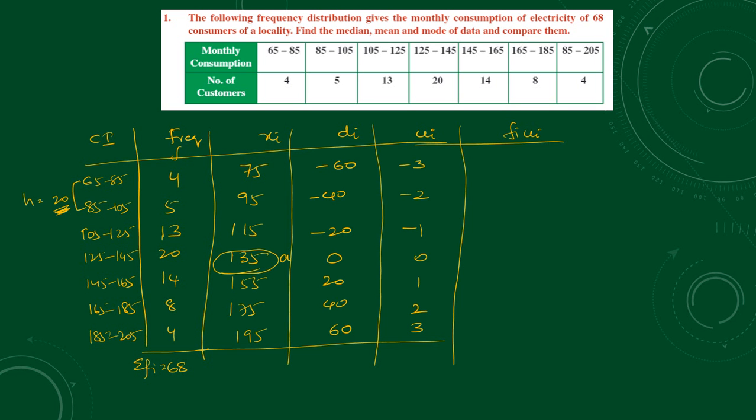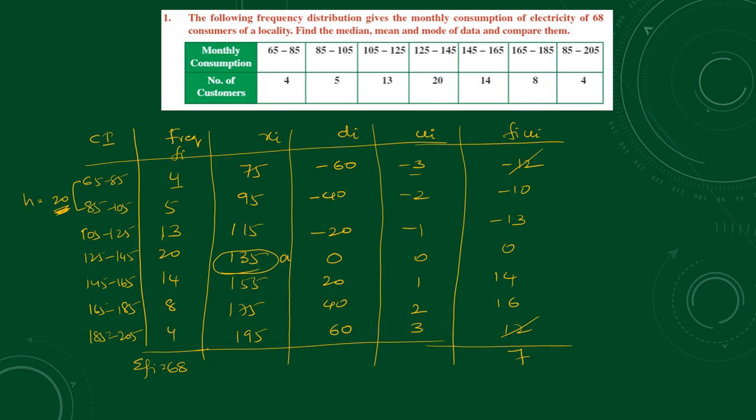Now multiplying fi with ui. So 4 into minus 3 gives me minus 12, followed by 5 into minus 2 is minus 10, 13 into minus 1 is minus 13, 0, 14 into 1 is 14, 8 into 2 is 16, 4 into 3 is 12. So minus 12 plus 12 goes. Next 16 plus 14 is 30, minus 23.